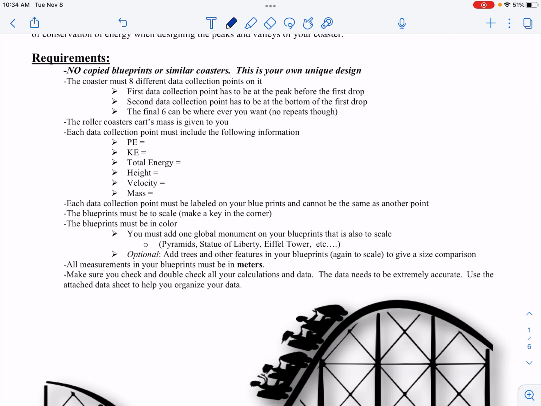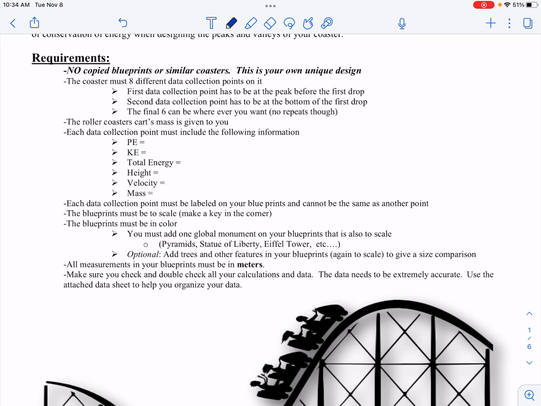All right. So, a couple things that we're going to be looking for with your coaster is how much potential energy does it have at different points? How much kinetic energy does it have? What's its total energy? What is its height at different points? How fast it's moving, its velocity, and what is the mass of the cart that's on the roller coaster.